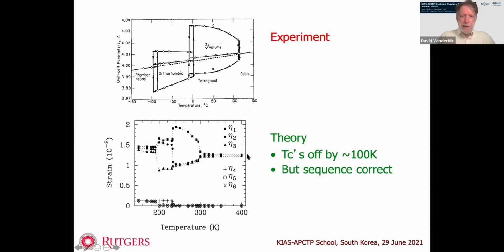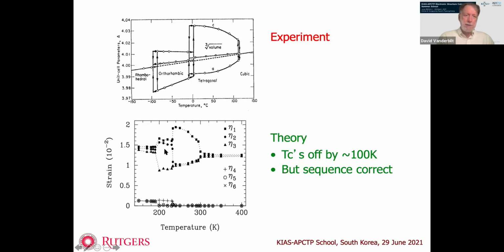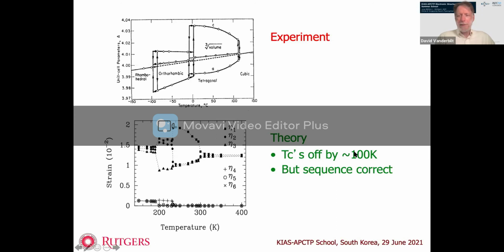And so what you see is that in the density functional theory calculation, the cubic to tetragonal phase transition is almost 100 degrees Celsius too low. But we do get the right phase transition sequence. We get cubic to tetragonal to orthorhombic to rhombohedral. We get the right general qualitative behavior. The main thing that we get wrong is that the transition temperatures are off by a significant amount.